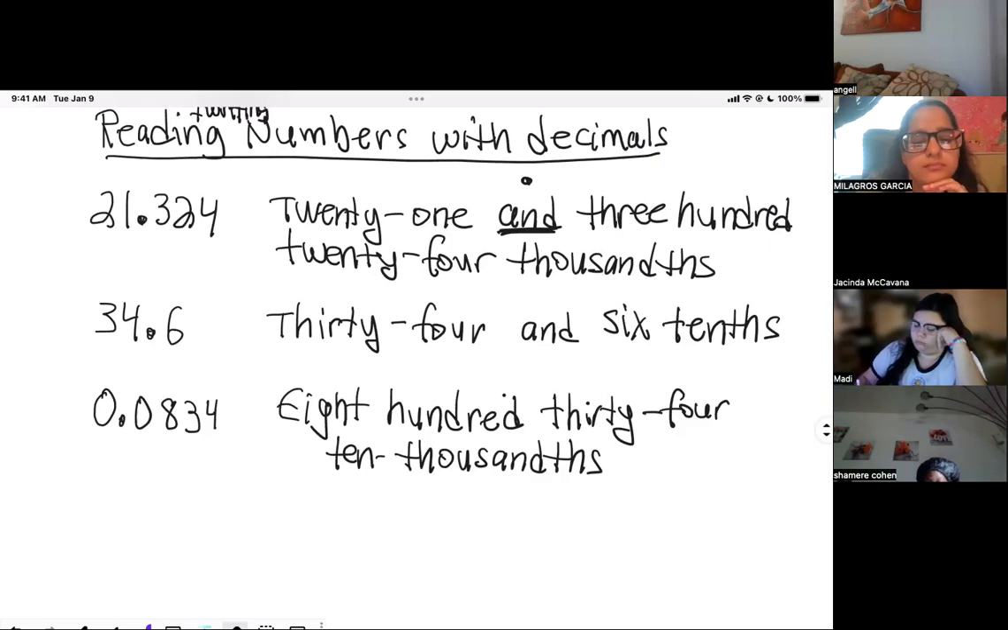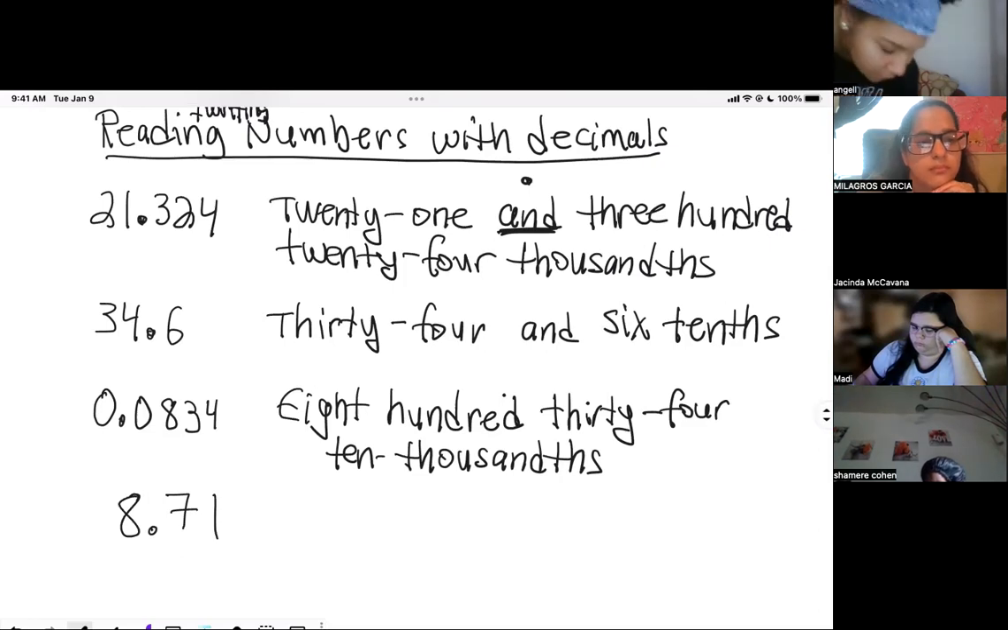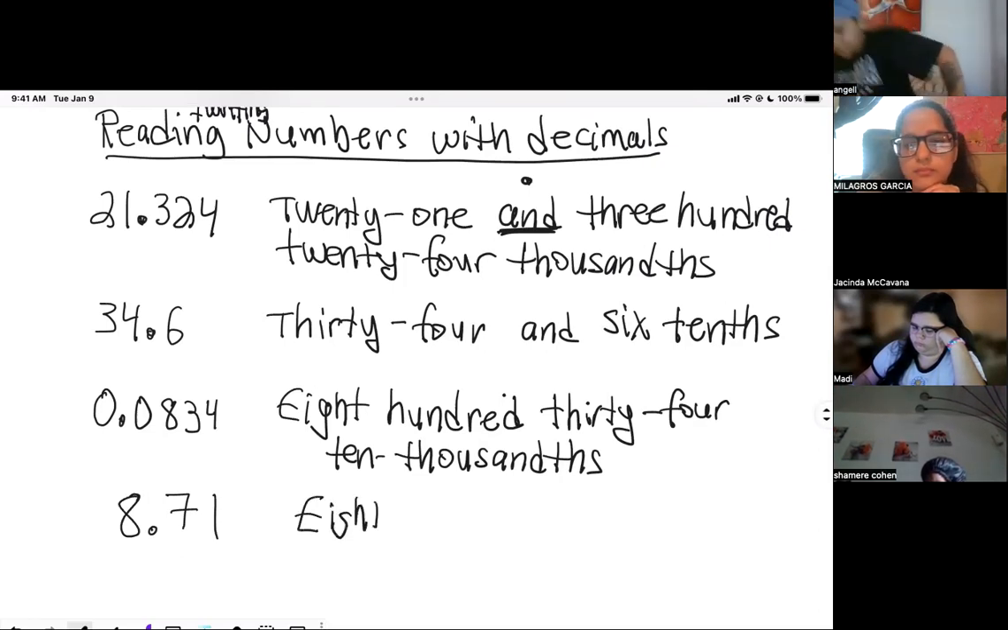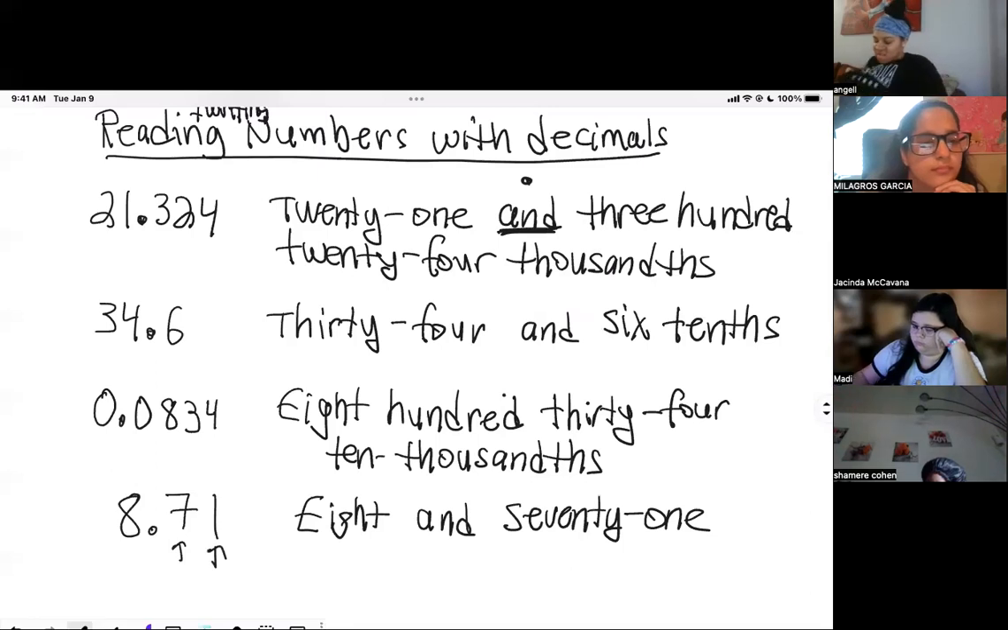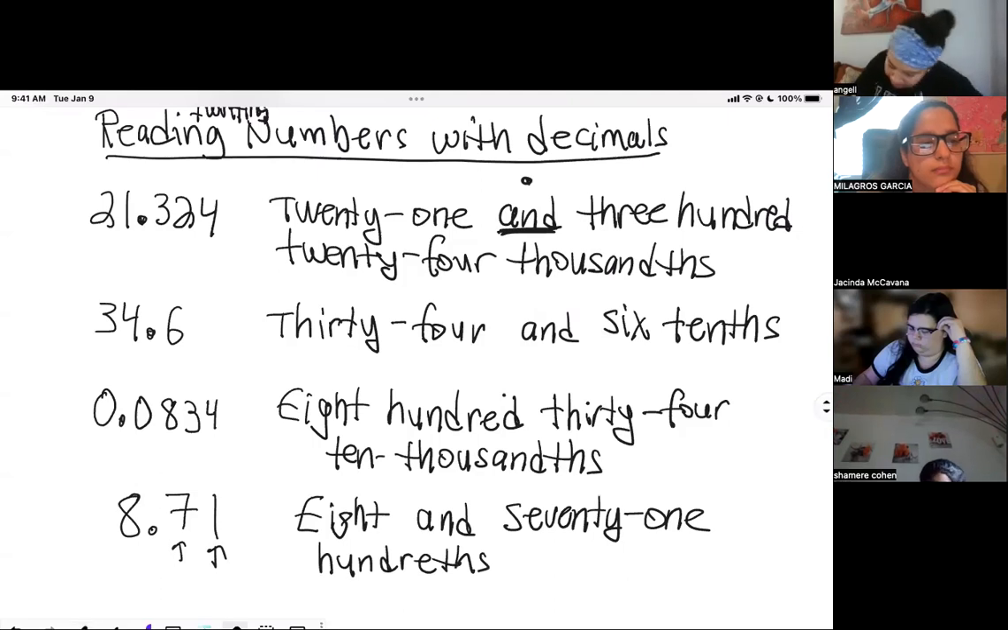I'll do one more. 8.71. Okay, so that would be 8, the whole number, and the decimal, 71, and then which place is the one in? This would be the tenths, this would be the hundredths. Hundredths. And that's how you write out a number that is a decimal.